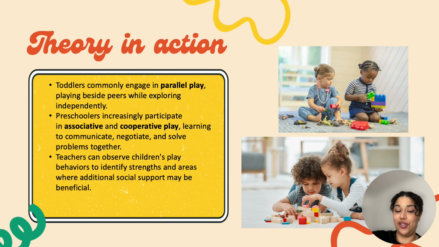Preschool will see an increase of the associative and cooperative play. So associative is them working together, interacting, but there's no common goal. It's just open, free play, where cooperative is more, there's a goal involved, there's something that wants to be accomplished. And in these 2 phases, they learn how to communicate, negotiate, and problem solve as well. And then teachers can observe children's play behavior to identify strengths and areas where additional social support may be beneficial for the child.